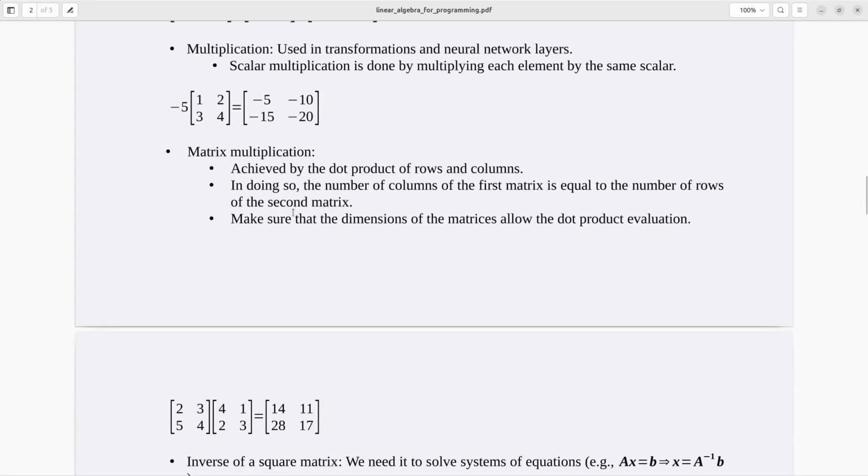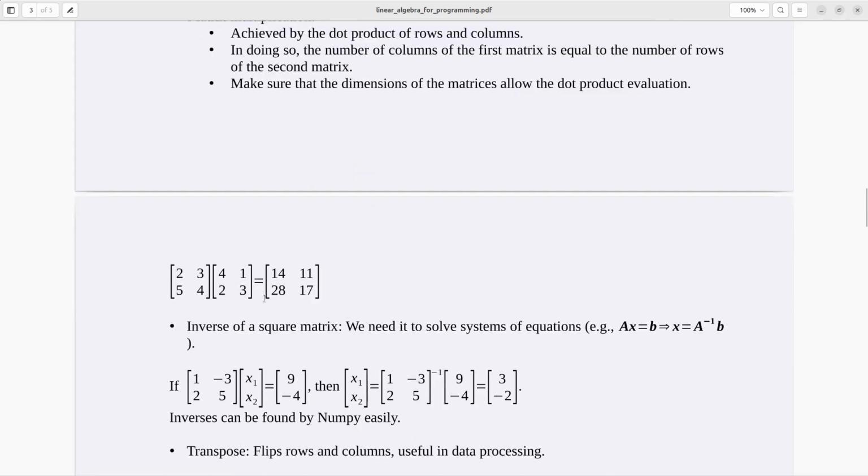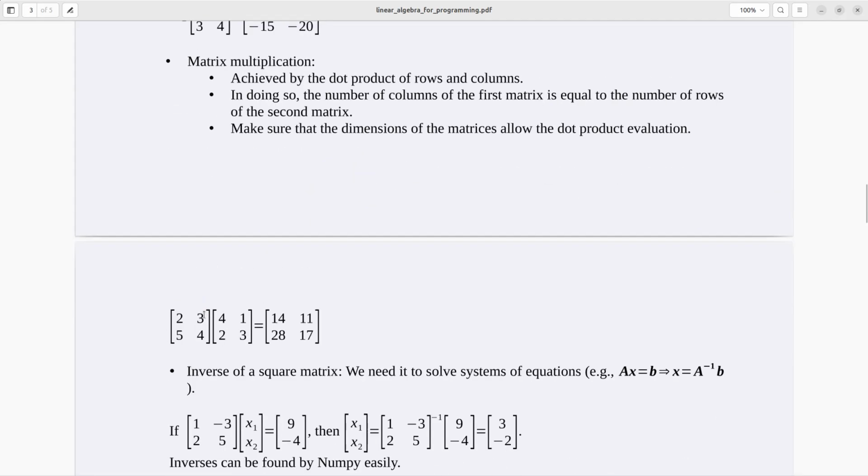Okay, and let us go to the matrix multiplication. So how can we do the matrix multiplication? It is talking about a matrix multiplied by another matrix. Okay, so it can be achieved by the dot product of the rows and columns. So we have a row here, row 2, 3, and column 4, 2. So 2, 3 dot 4, 2 is able to help me get 14. Okay, 2 times 4 plus 3 times 2. Okay, so I'm able to get 14. That is the meaning of the dot product in this way.